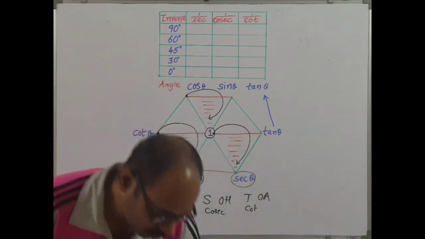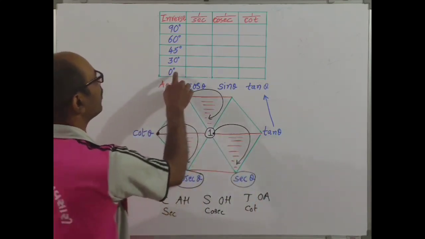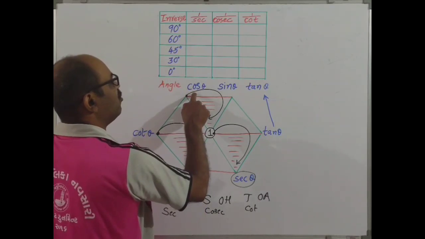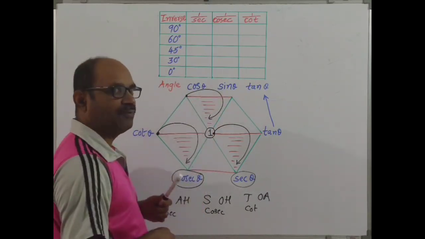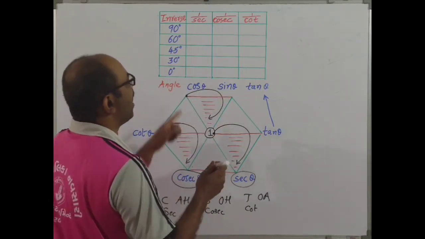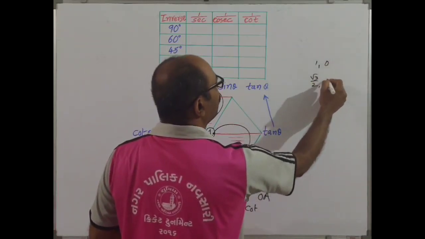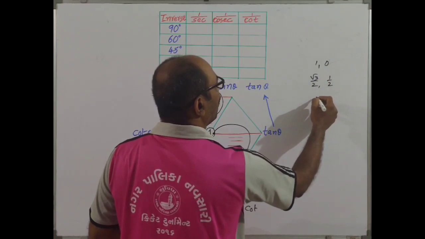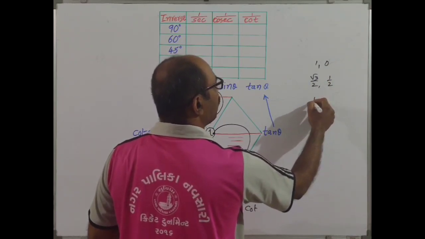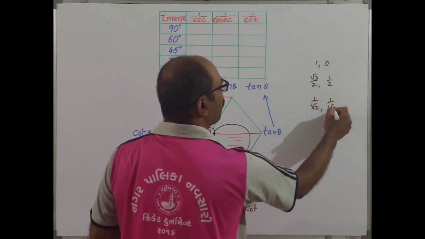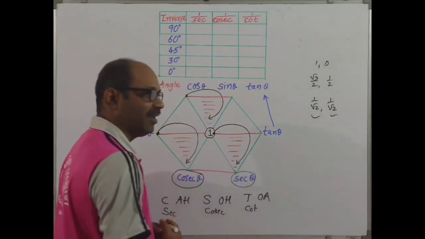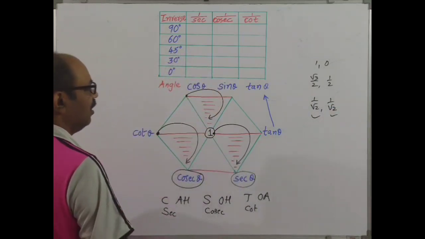First I'll put these values. The first value is of cos and the second value is of sine. You have to think of the pairs. The pairs are 1, 0; root 3 by 2 and half; and 1 upon root 2 and 1 upon root 2. In this pair, they are like twins. They look similar.